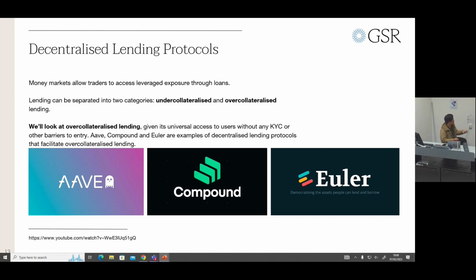You might have heard of the big names such as Aave, Compound, or Euler, which have money markets as large as probably going to the billions now.